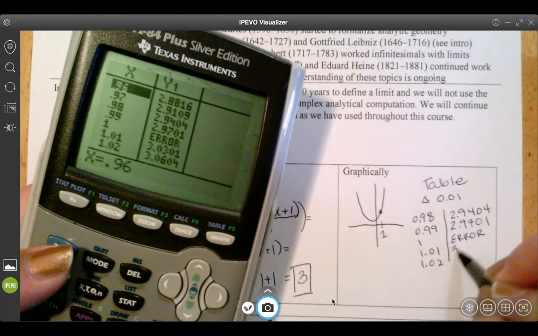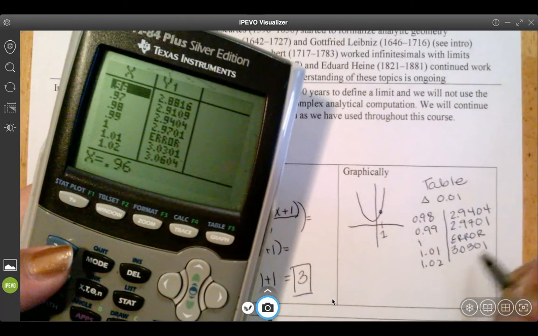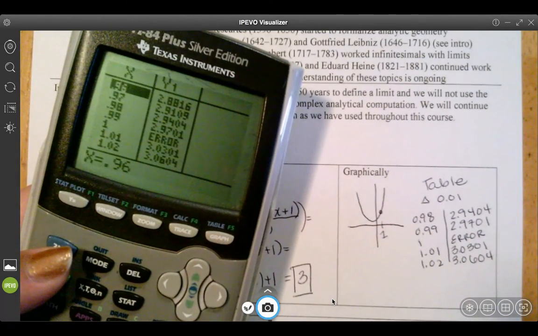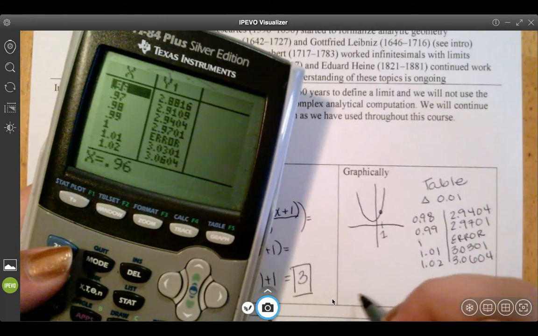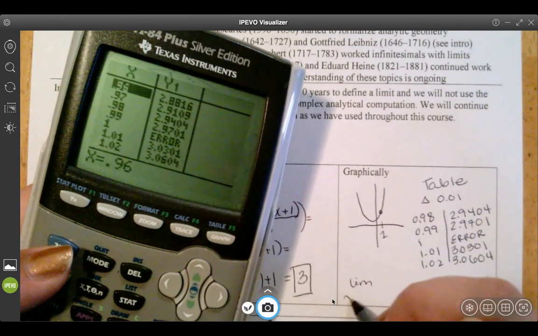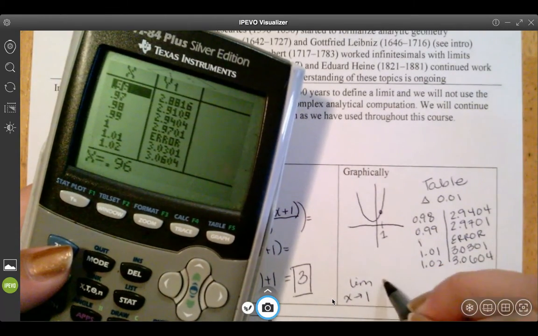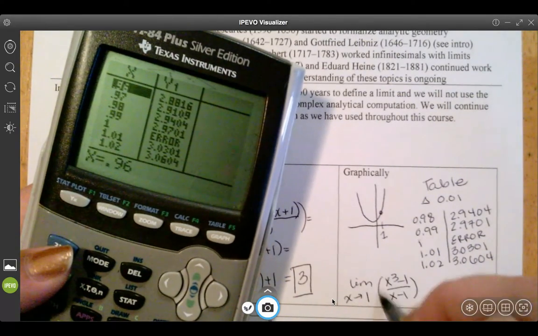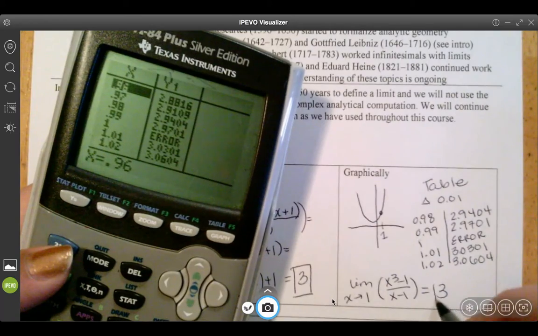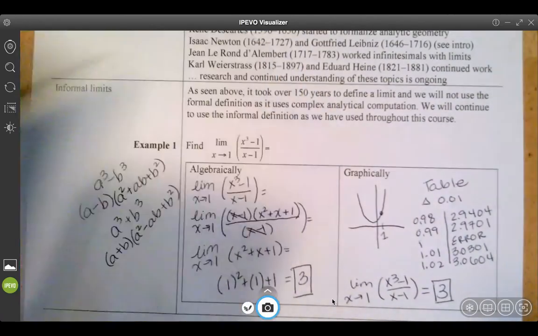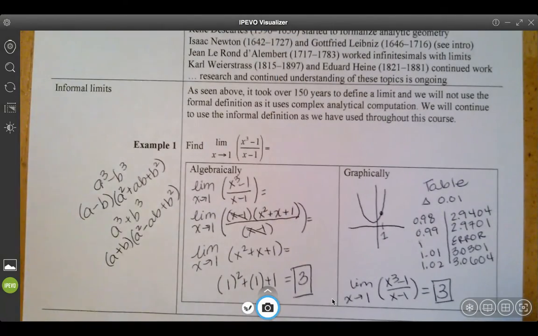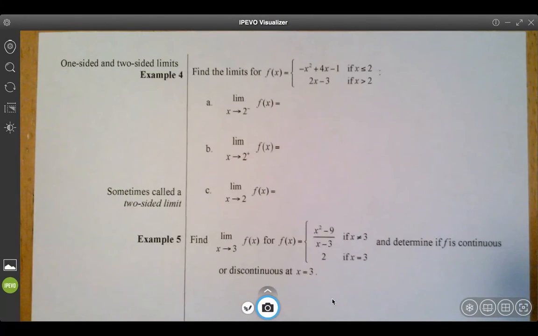That's okay. We're not worried about the f of x value at 3. We're worried about what's happening as x approaches 1. And so we can say the limit as x gets closer to 1 of x cubed minus 1 over x minus 1 equals 3. Okay, two different methods of solving those limits. Let's take a look at the next page.